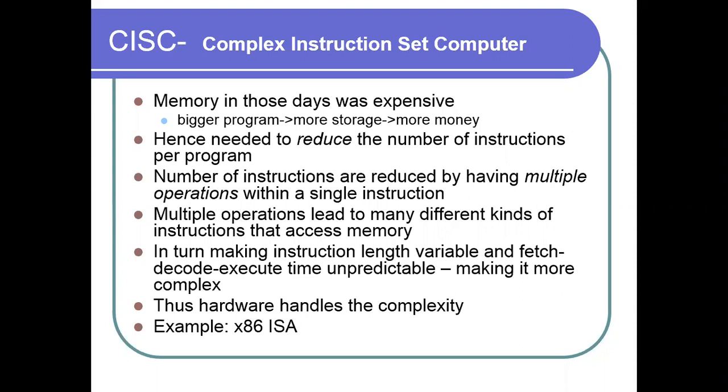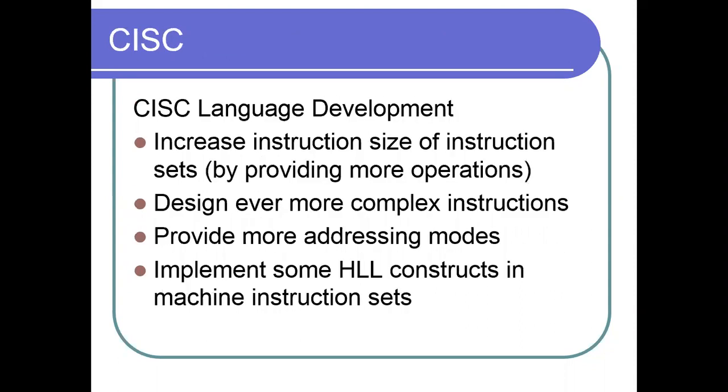But all this complexity is handled by the hardware. So one of the examples written over here is that the x86 generation, or x86 ISA, was nothing but the complex instruction set computer. In the complex instruction set computer, the size of the instruction is increased. And of course, we have to provide more and more operations. The design, of course, becomes very complex because multiple operations are there in the instruction.